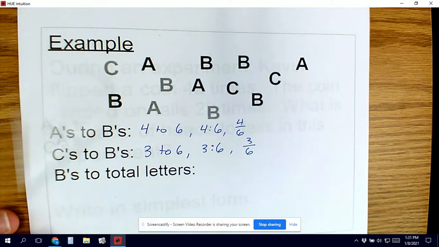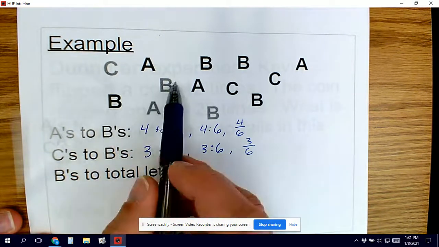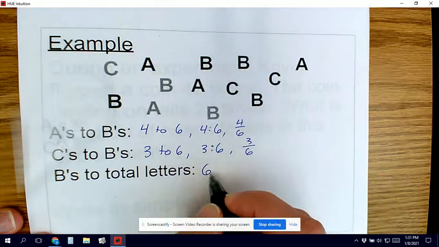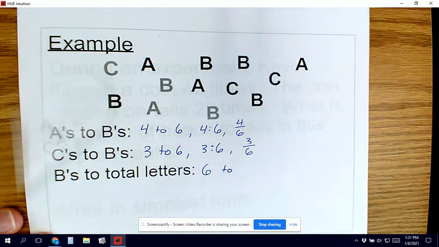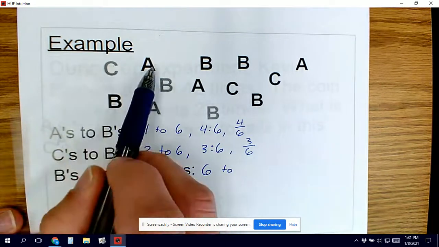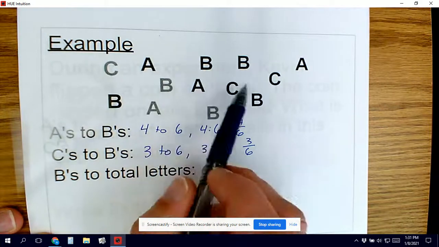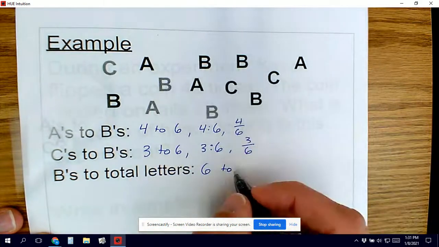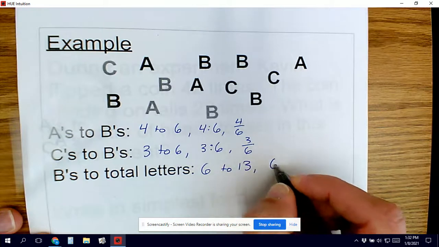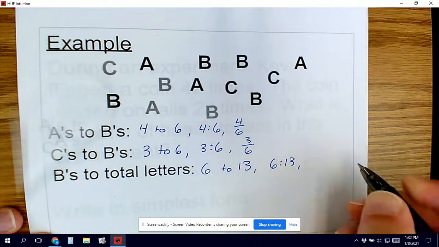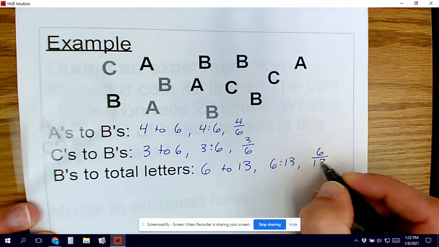Finally, B's to total letters. We know there are 6 B's. 1, 2, 3, 4, 5, 6. To, counting how many total letters are on our page. 1, 2, 3, 4, 5, 6, 7, 8, 9, 10, 11, 12, 13. 6 to 13, 6 to 13, or 6 to 13.